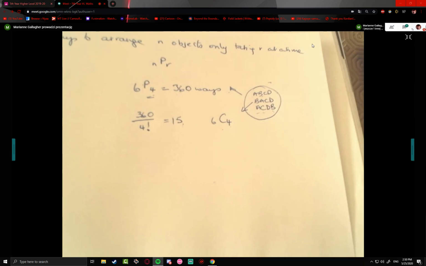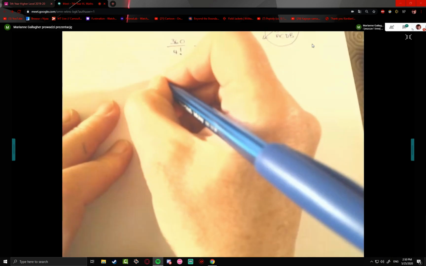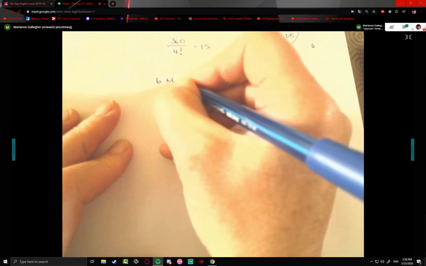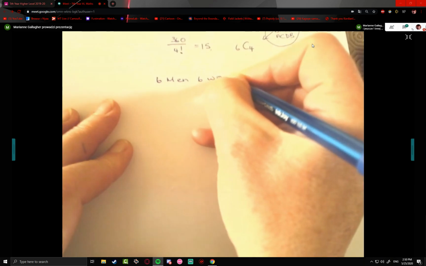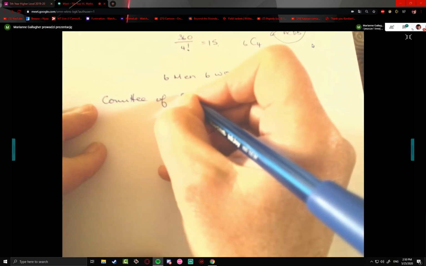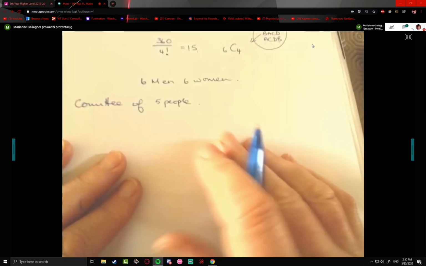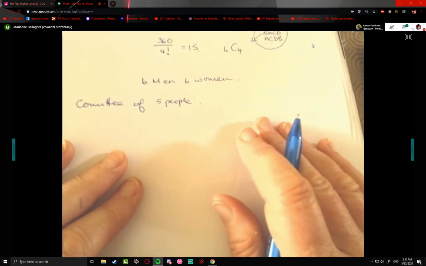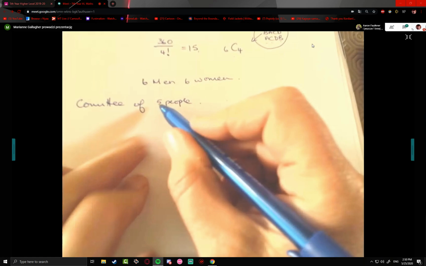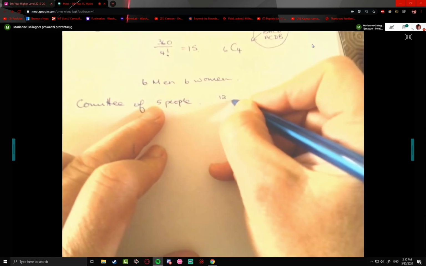To give you some examples, if you had a committee, say there's 6 men and 6 women, and you want a committee of 5 people. If you don't care how many men or women are on the committee, you can just say, I have 12 people altogether. Out of those 12, I'm going to choose 5.